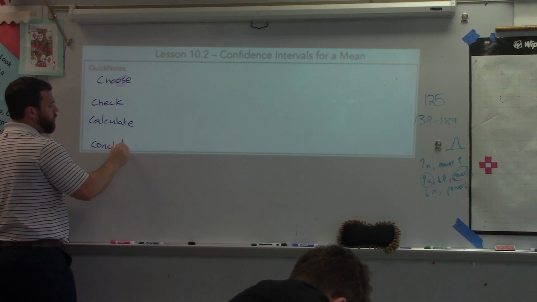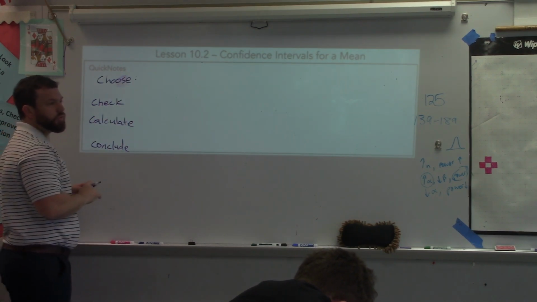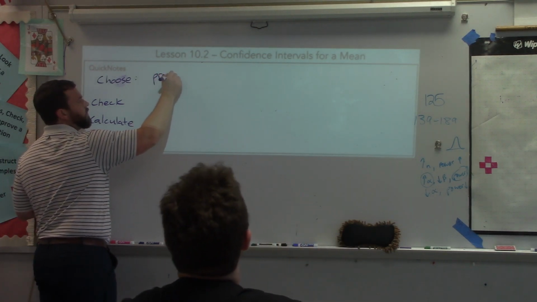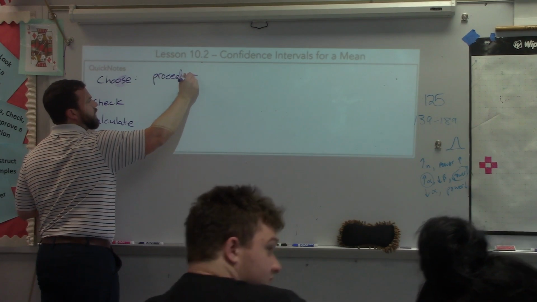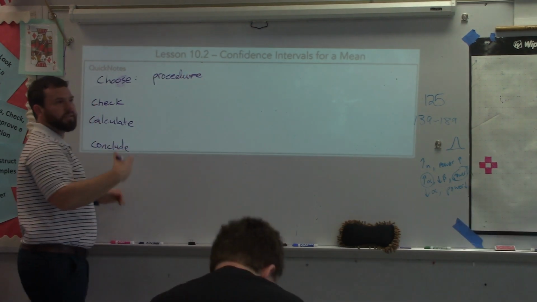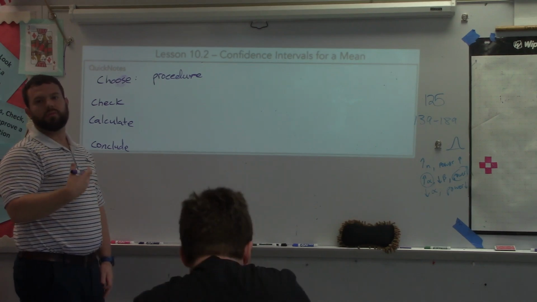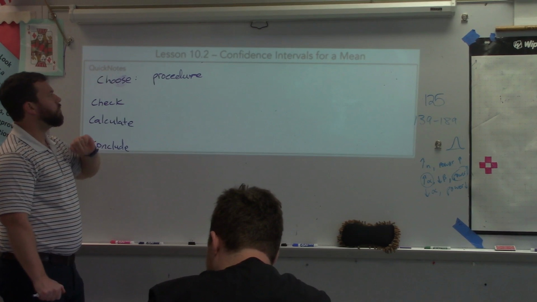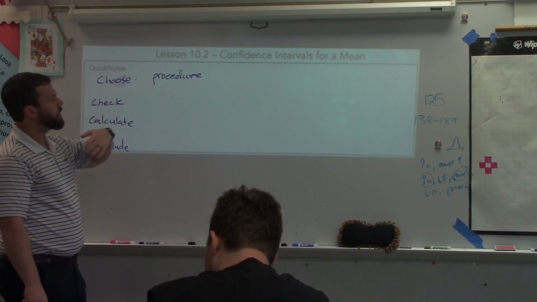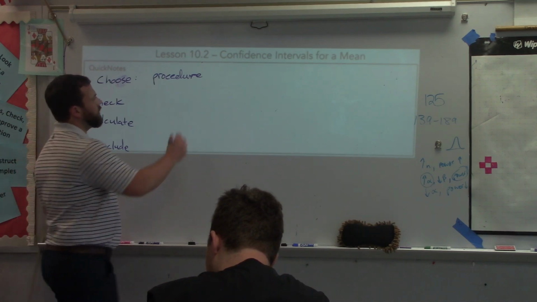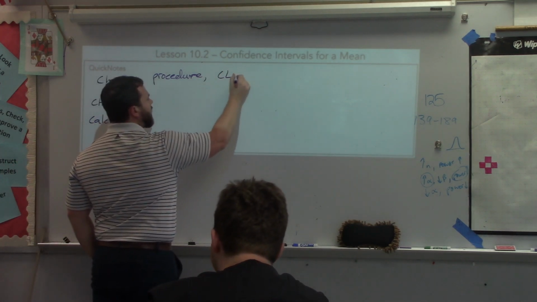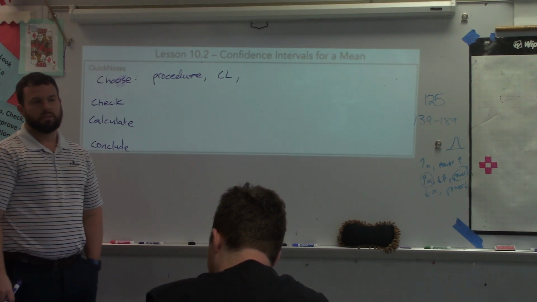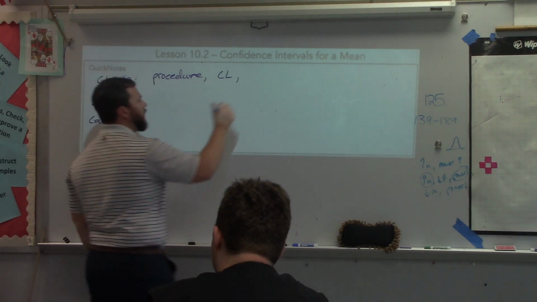Now, with that in mind, when we say choose, we got to choose the method, the procedure, right? So we had a 1 sample t interval for a population mean, okay? So procedure there. What else do we always want within that choose section? We need our confidence level. Identify that. Choose your confidence level. Then what the true mean is. So define your parameter.